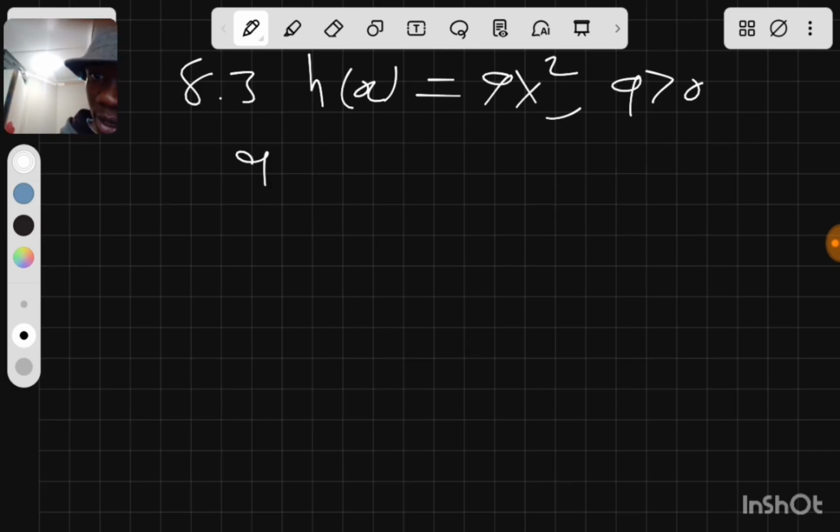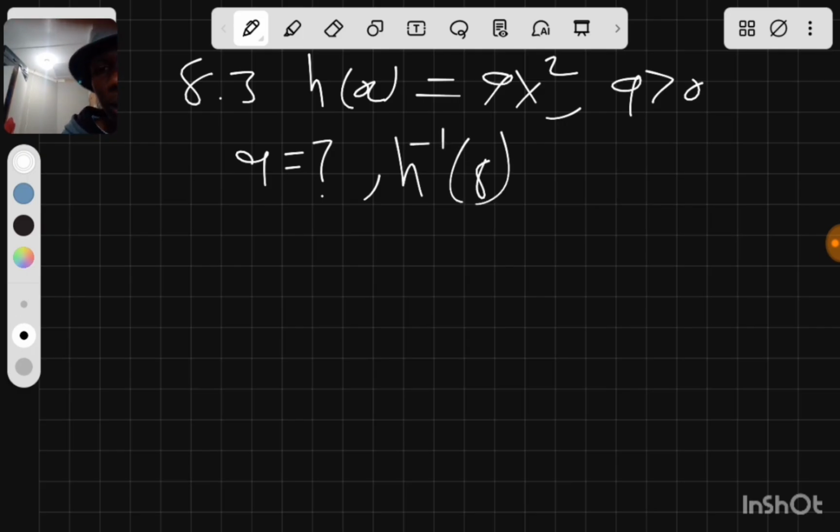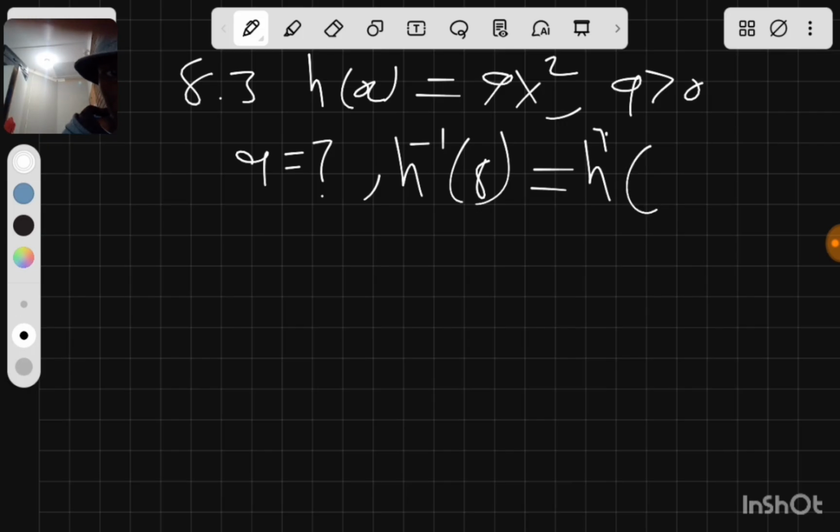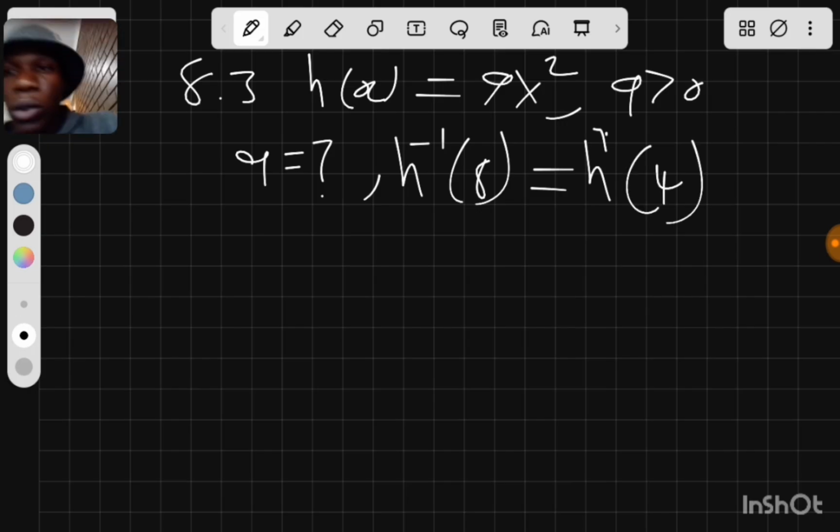What is needed here is a, where the inverse of h of 8 is equal to the derivative of h at 4. We can choose whether to start with the inverse of h or the derivative of h, but let's start with the derivative of h. I think that one is simple.